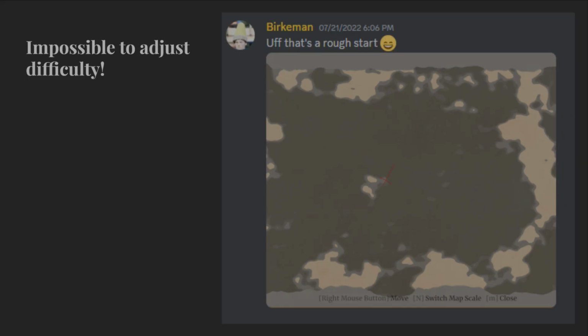Another issue is that it was impossible to adjust the difficulty. Sometimes the player would spawn in the middle of the ocean on a little tiny archipelago of islands, and that would be so far to the next landmass that the level was just impossible to play. So for the next version of the generation, I redesigned the whole thing.